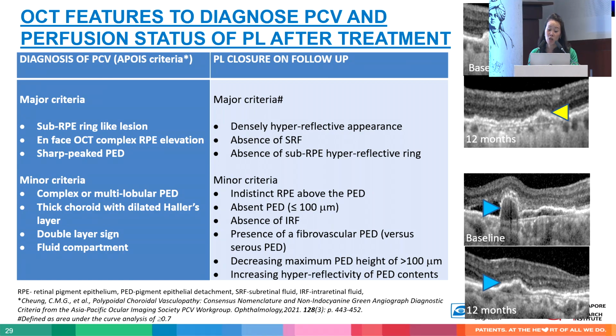And some of the major criteria is if the polypoidal lesion has a dense hyperreflective appearance, like you can see on the top right picture at the follow-up of 12 months, and the absence of SRF and the absence of the subretinal hyperreflective ring, this shows that the polypoidal lesion is closed. Minor criteria include the distinct RPE above the PED, the absent PED, absence of IRF, presence of fibrovascular PED, and a decreasing maximum PED height and increasing hyperreflectivity of PED contents.